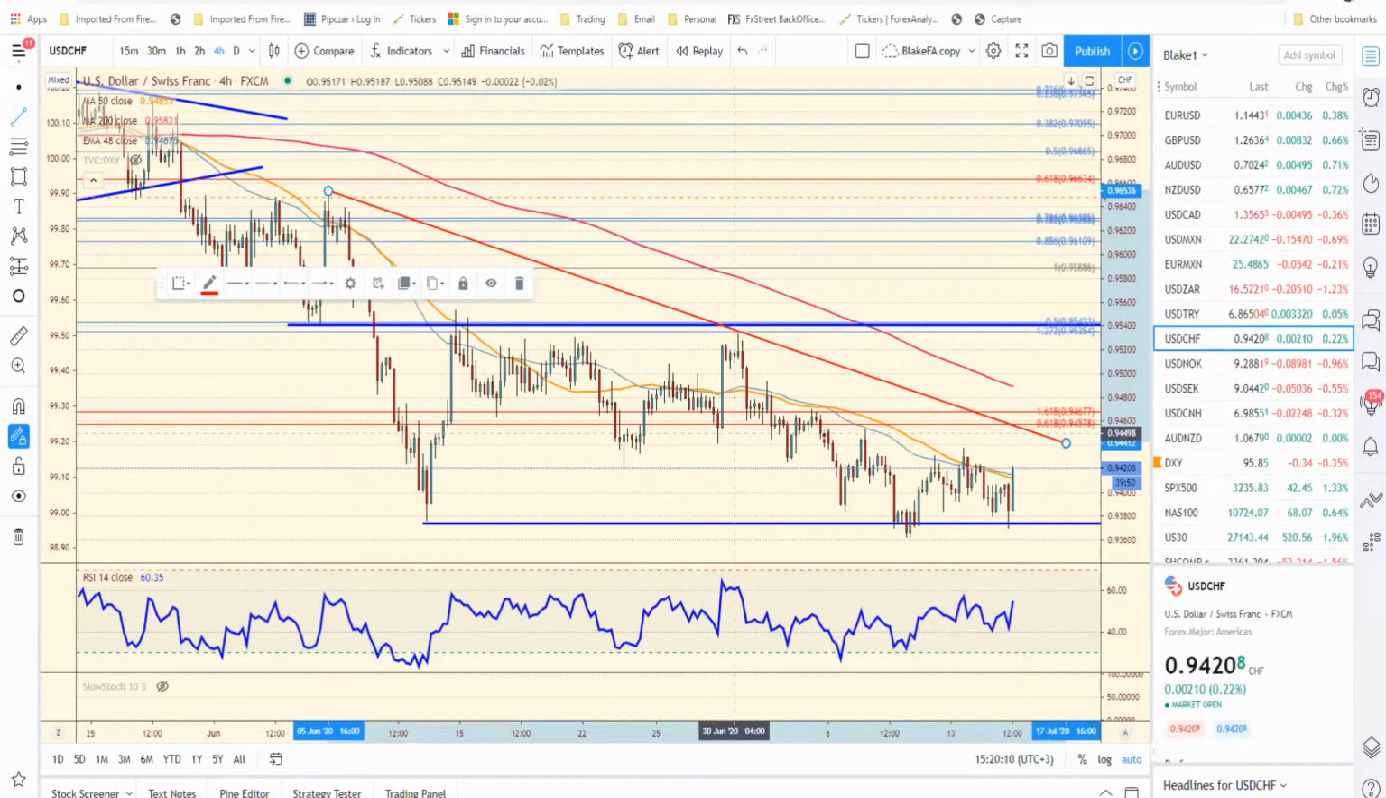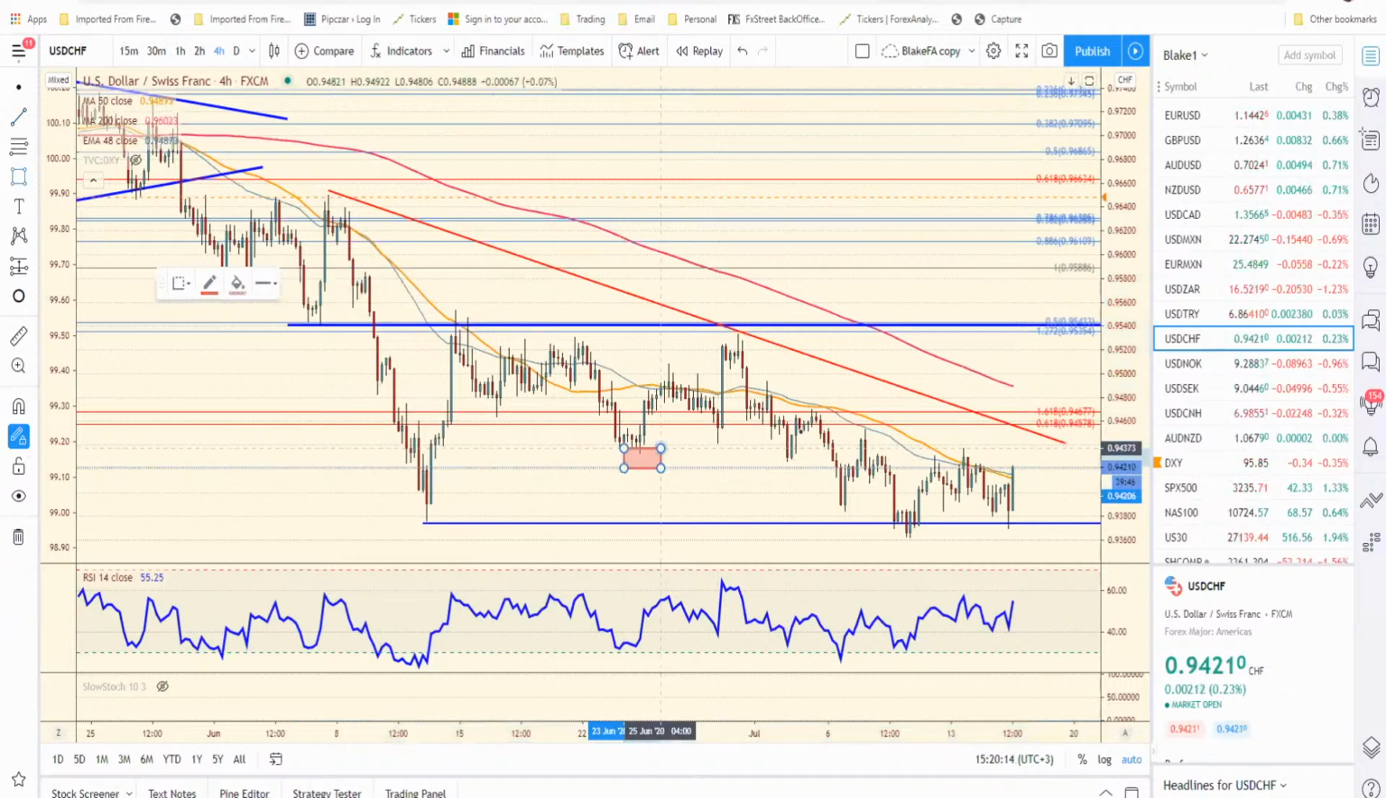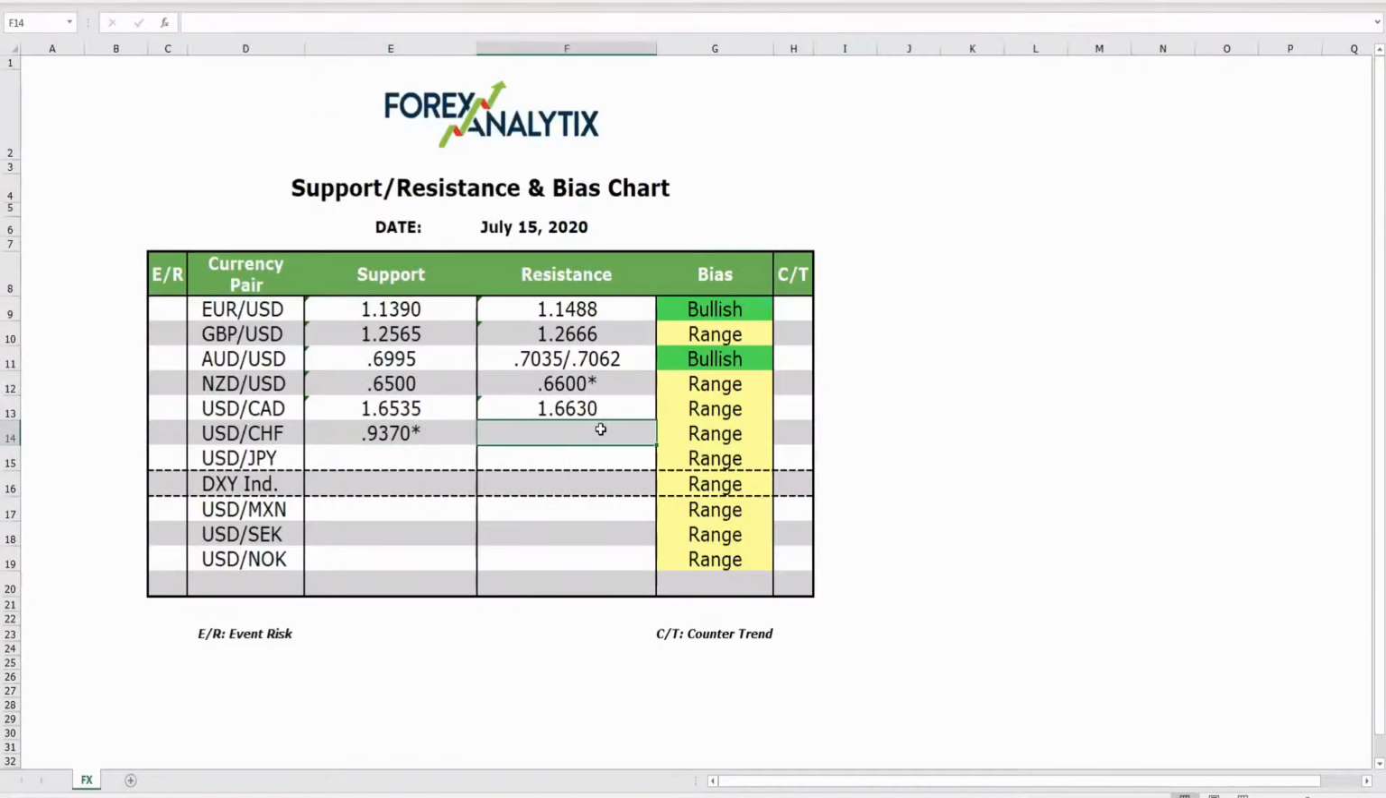So you got all of these, this is a whole resistance zone up here. So I would say this spike high right up here is going to be resistance around 94. Let's just call it 94.50 by the time we get there. That's resistance. Let's go take a look at the dollar yen.